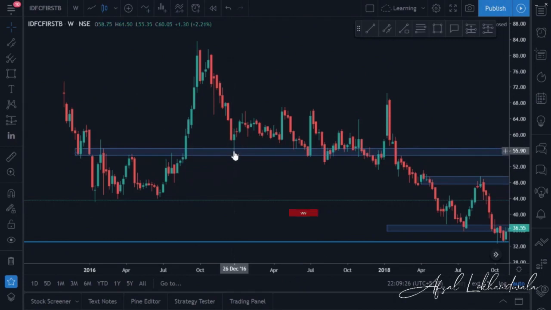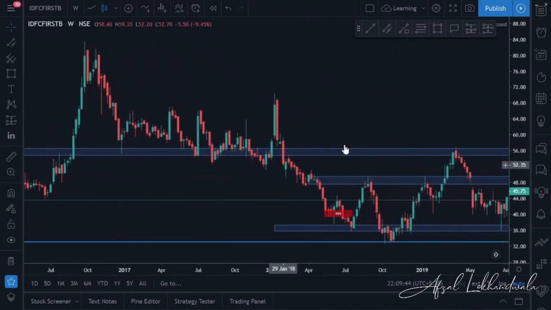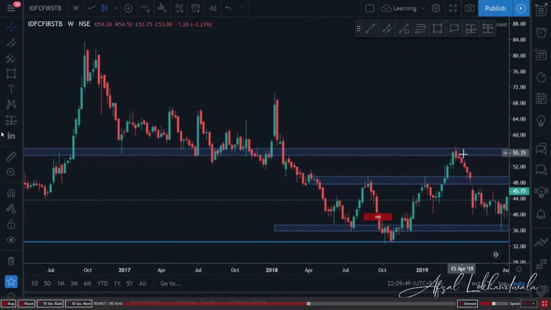You can see it acted as support here. Then price bounced up. Then again it acted as support. Price went up. The third time it acted as a minor support, and then finally the price broke below the support, and that support acted as resistance at this point.